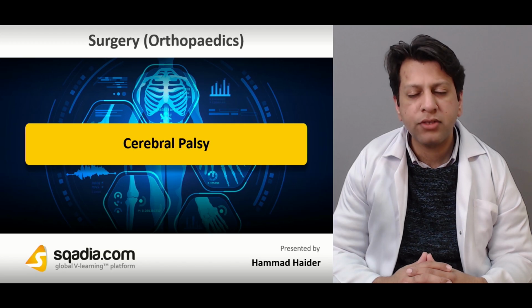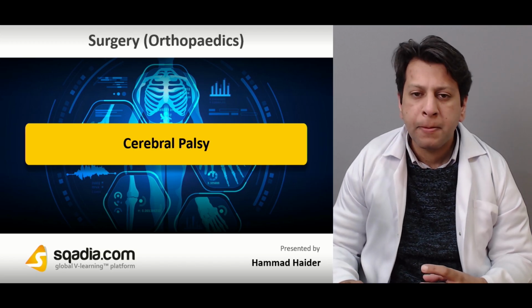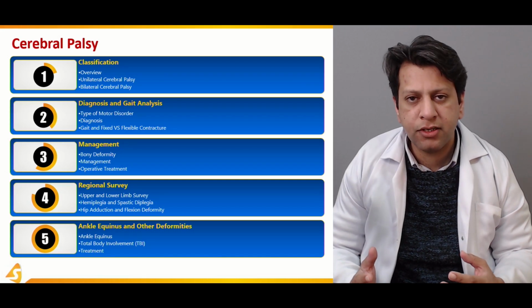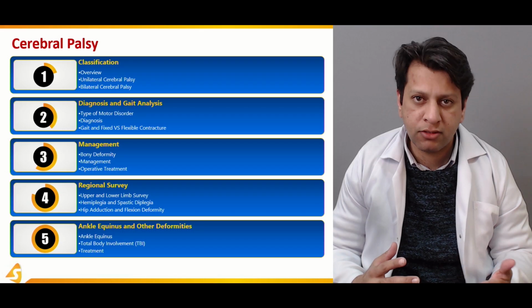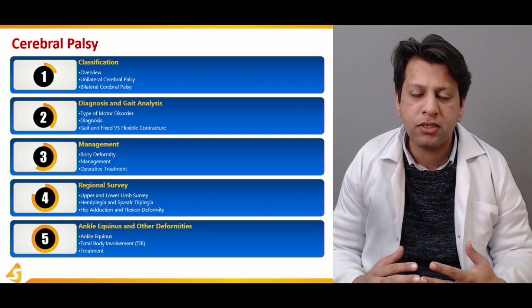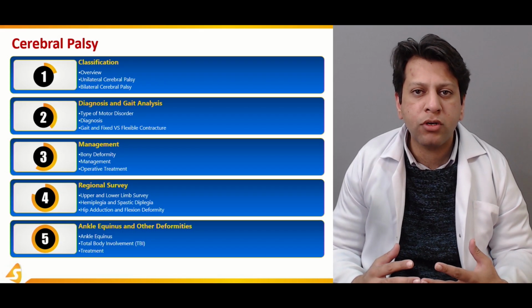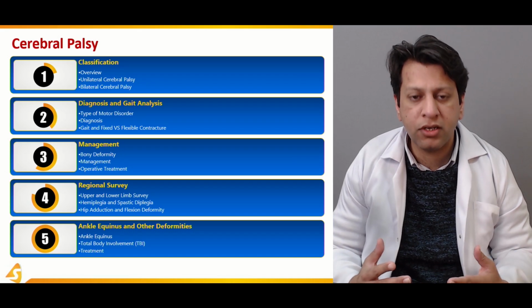Today our topic is cerebral palsy. In this lecture, we'll be going through initially what is the definition of cerebral palsy. As you know, it's a neuromuscular disease, and once the motor neurons are affected, it results in severe disability.